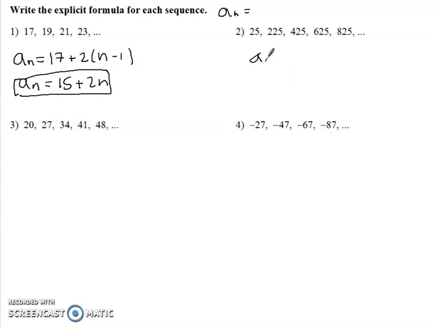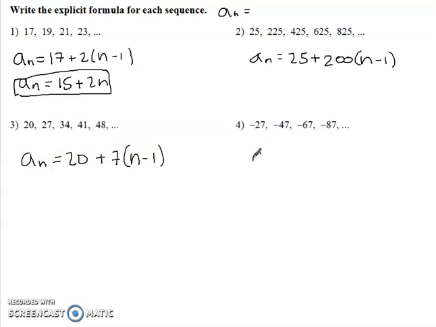In number 2, I start at the number 25, and then I see that I'm adding on 200, n minus 1 times. In number 3, I start at the number 20, and then I see that I'm adding on 7 to every n except the first one. And then in number 4, I see that I'm starting at negative 27, and I'm subtracting 20 to get to any n except the first one.